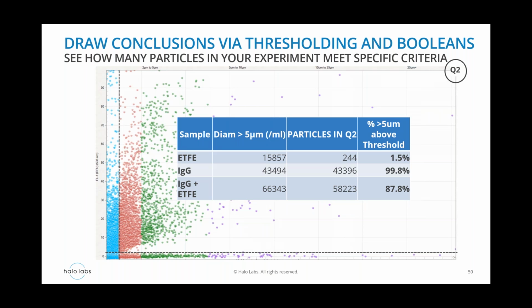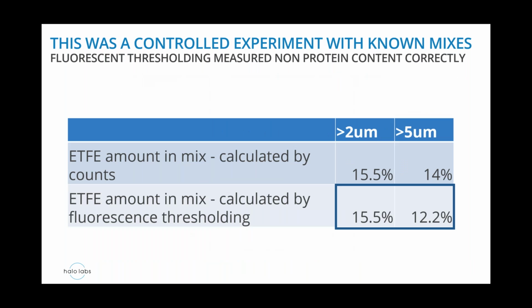99.8% of the IgG was properly characterized, and then for the mixed samples, it basically said that around 88% of those samples fluoresced. And while that result of 88% may be confusing, we ran a controlled experiment so we know how much ETFE and IgG went into these given wells, because we conducted a controlled experiment using serial filtration, and it was basically dead on.